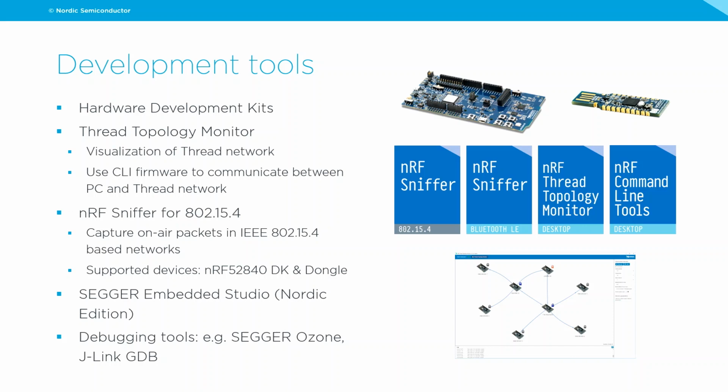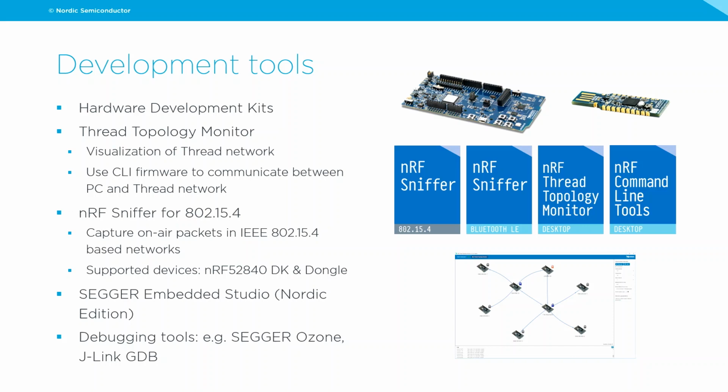We have the nRF52840DK and nRF52833DK. We also have the nRF52840 dongle. We recommend that you use the development kits for actual application development, as this has an onboard debugger built in. The dongle is very useful for use together with our development applications like the Thread Topology Monitor and the nRF Sniffer for 802.15.4.